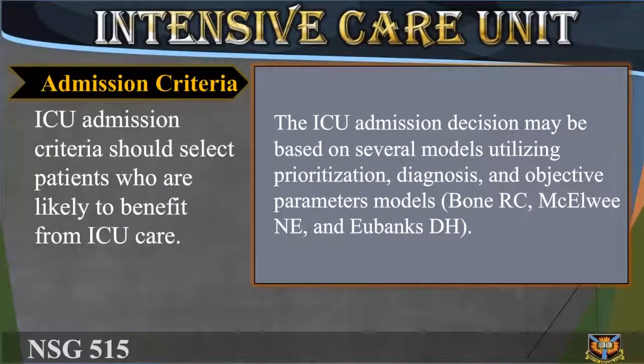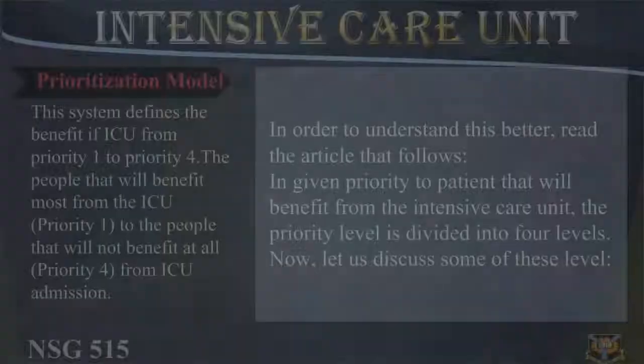Admission criteria. ICU admission criteria should select patients who are likely to benefit from ICU care. The ICU admission decision may be based on several models utilizing prioritization, diagnosis, and objective parameters models. These models are presented as guidelines, and individual institutions must create specific criteria to meet their special requirements.